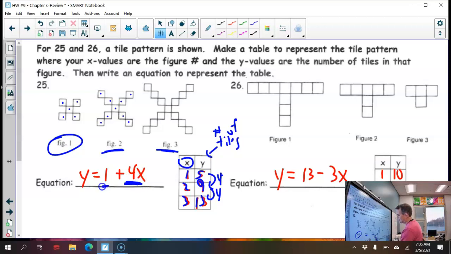And then I need to figure out the beginning amount. And the beginning amount would be how many tiles are in figure 0. It'd be when x equals 0. And so if I go backwards, instead of adding 4 each time when I go to the right, I would be subtracting 4. There would be 1 tile, which is why 1 is my number there.